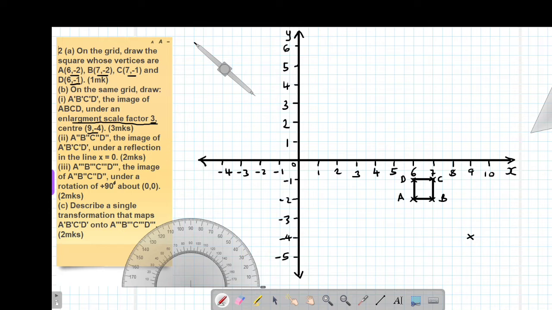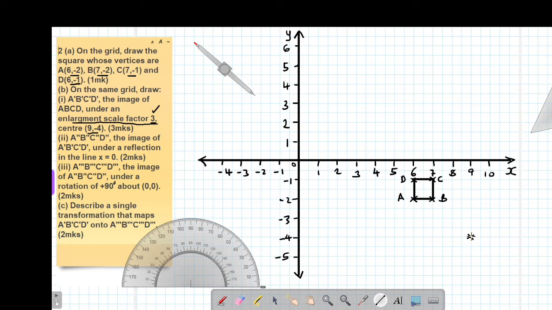Then just like for the case of rotation, we are going to join all the points to the center of enlargement. Then remember, when the scale factor is positive, then the object and the image must be on the same side of the center of enlargement. But for the case of when the scale factor is negative, then the image and its object must be on opposite sides of the center of enlargement. Therefore, for this case, it simply means that I'm going to join these particular points to the center of enlargement.